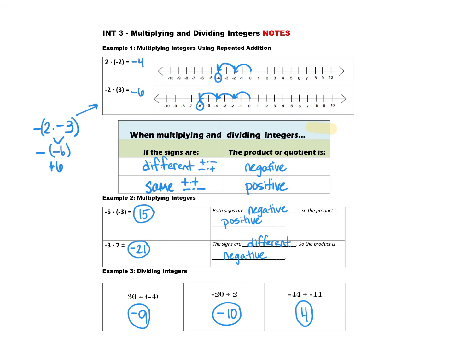So all you need to remember from this lesson is this box right here. You just need to remember: signs are different, answer is negative; signs are the same, answer is positive; and that it applies to both multiplication and division.